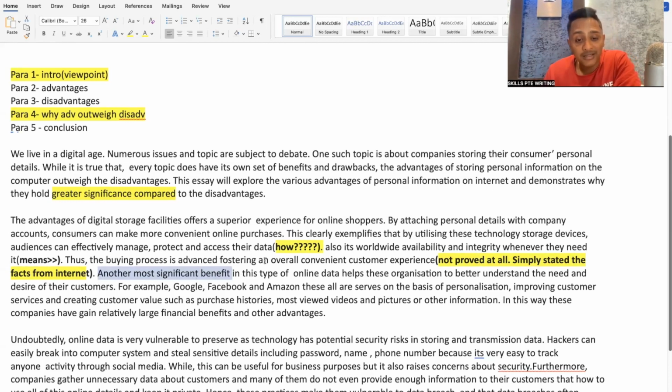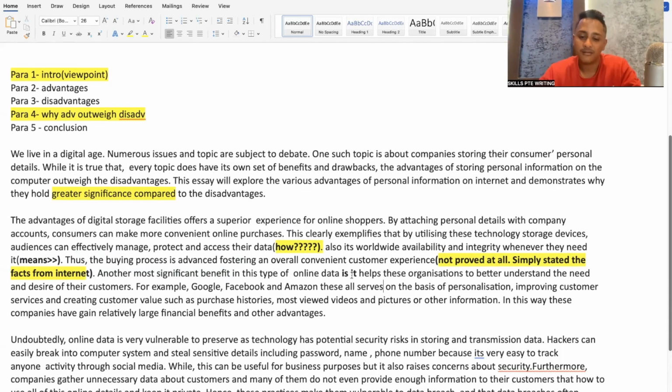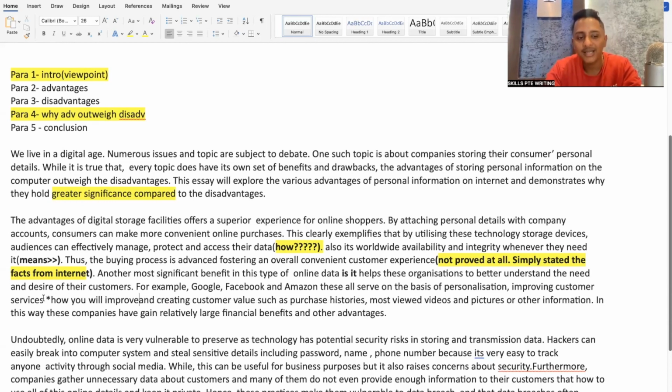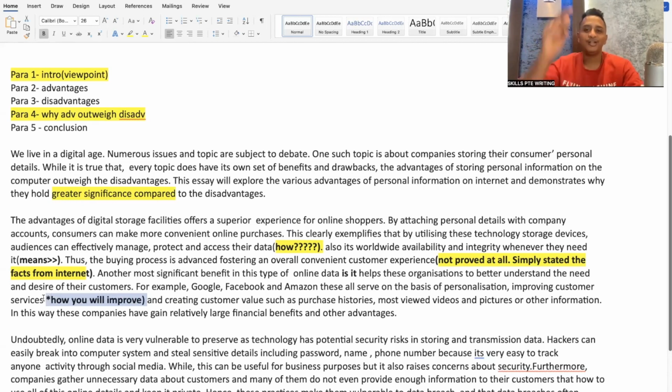Second benefit in this type of online data, another most significant benefit in this online data is it helps these organizations to better understand the need and desire of the customers. For example, Google, Facebook, Amazon, these all serve on the basis of personalization, improving customer services. Again, this is all generic data. How you will improve is what is essay writing. Simply you cannot state if they have your data, it will magically improve the experience.